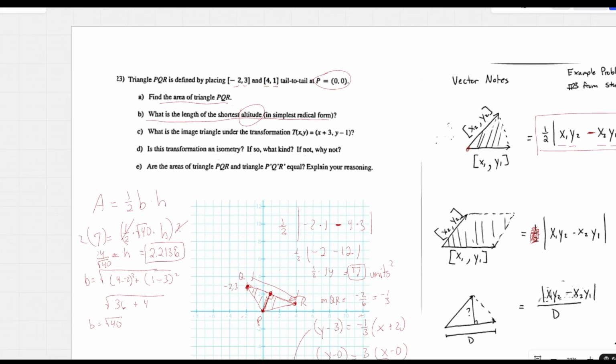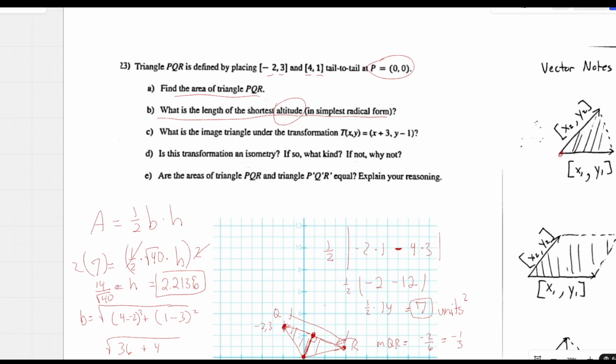All right, let's see, what about number C? It's the image triangle under the transformation. All right, that one sounds pretty easy. Let me erase this stuff.